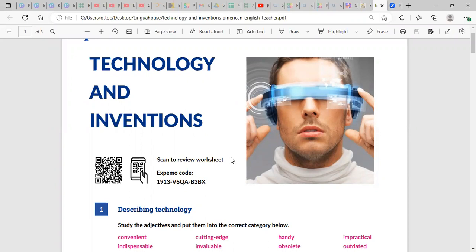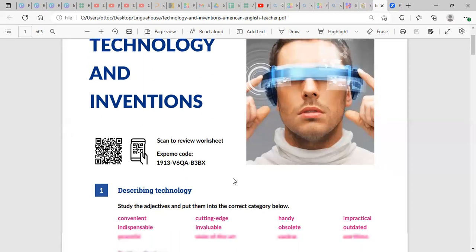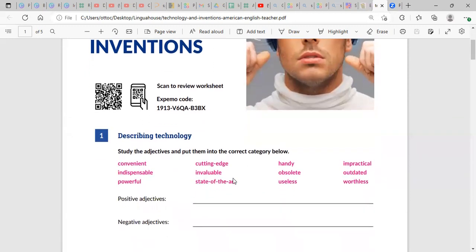Very good. You used convenient, which is one of the adjectives that we learned in yesterday's class, and you also used impractical. So you used one positive and one negative adjective. Very good. Perfect. Excellent. Thank you so much, Juan. Good job. You're welcome, teacher, summarizing everything we learned.